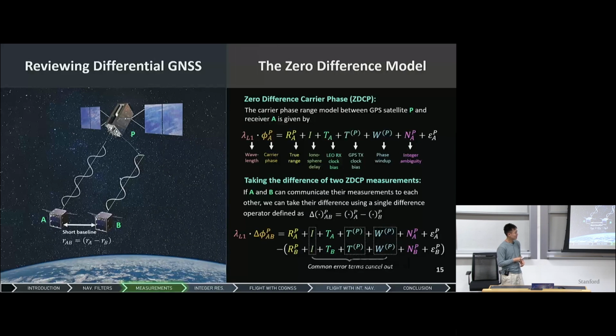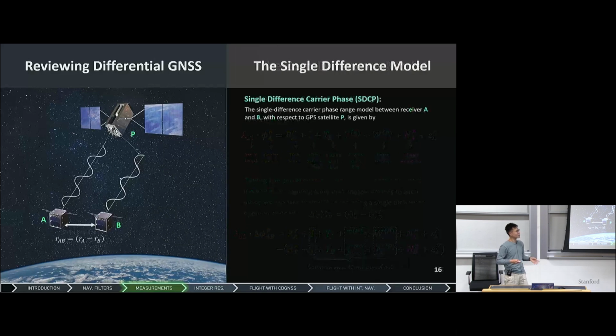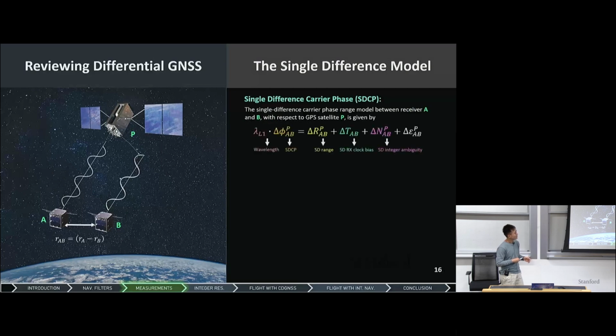And so what happens is if A communicates to B what its carrier phase measurements were from the GPS satellite, and it takes the difference between them, right? Several of these error terms go away. So now what we have, notation-wise, I've added something like a delta here to indicate that this is a differential measurement. And what you have right now is a single difference carrier phase model that actually is corrupted only by differential receiver clock biases, so the differences between both of their clock biases, and a single difference integer ambiguity.